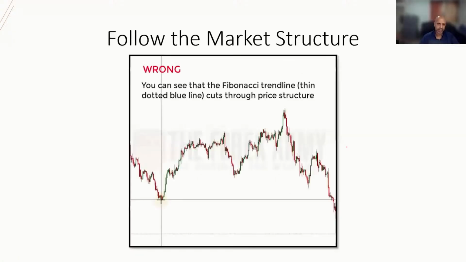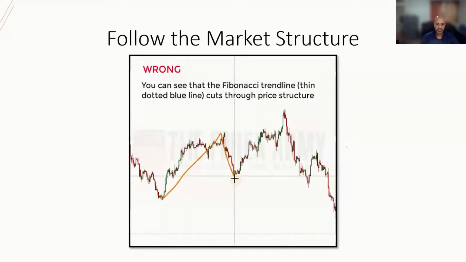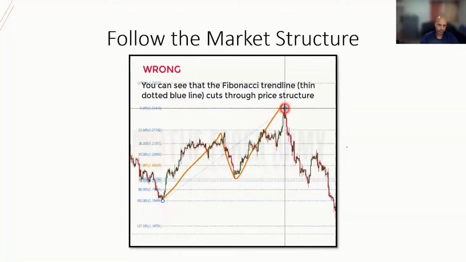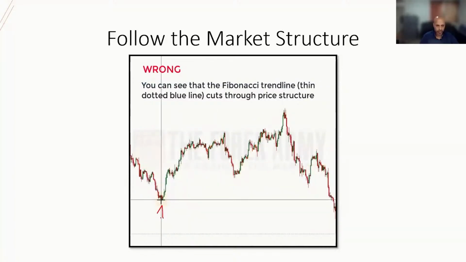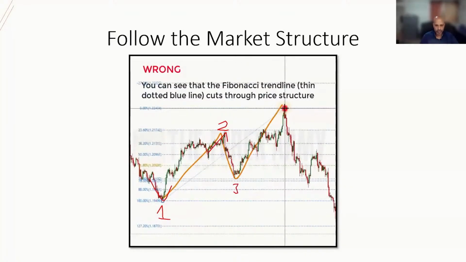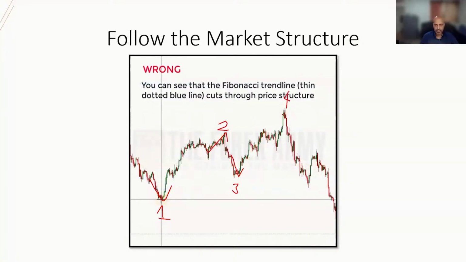Right. Now, how do we follow the market structure? Now that we've identified significant swing highs and lows, how do we follow the market structure when we use the Fibonacci retracement tool? As we can see in this GIF here, point 1 is clearly a significant swing low. That's great. Point 2 is also a significant swing high. Point 3 is another significant swing low. And point 4 is another significant swing high.